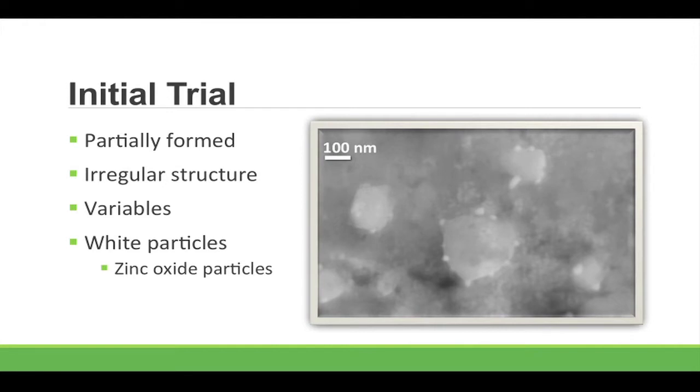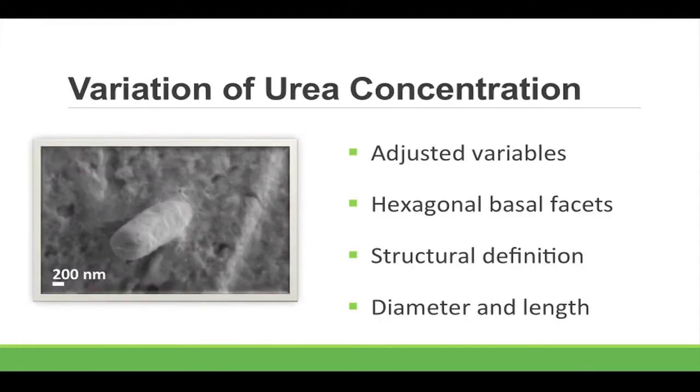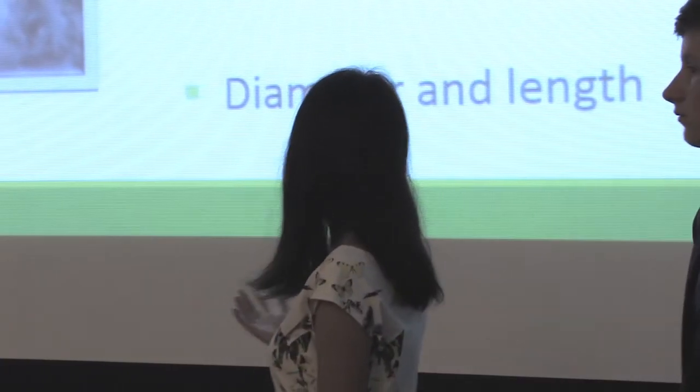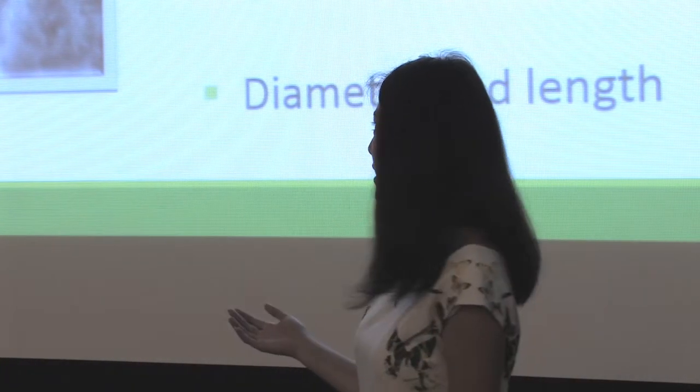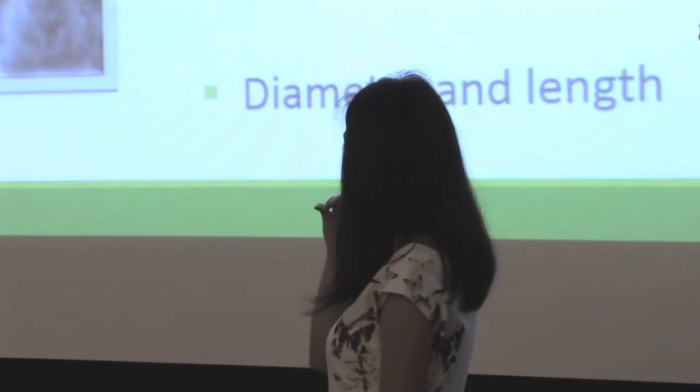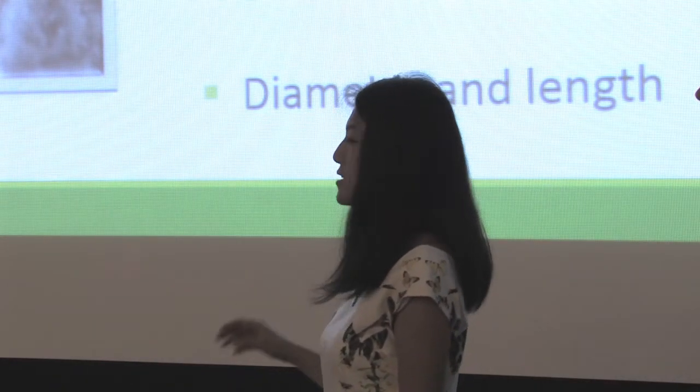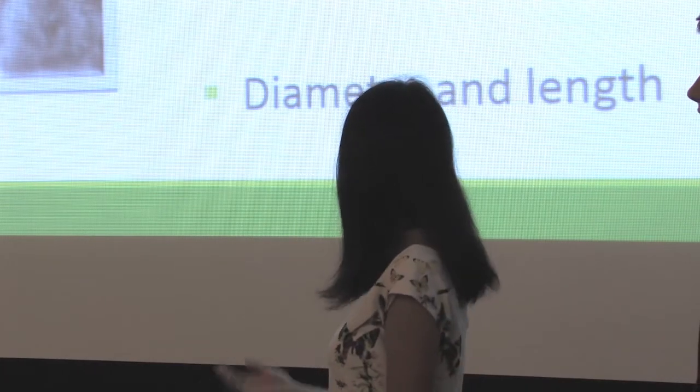So following the initial trial to form hexagonal nanorods, we began our first set of trials that varied the concentration of urea. In this case, we decided to adjust our variables upwards, changing our temperature from 60 degrees to 90 degrees, and increasing our time as well in order to produce more fully formed nanorods. As you can see from this first image, we have a trial with a concentration of urea that was relatively low, so the hexagonal basal facet is not as nearly defined. The basal facet of the nanorod is the facet that's parallel to the copper substrate.